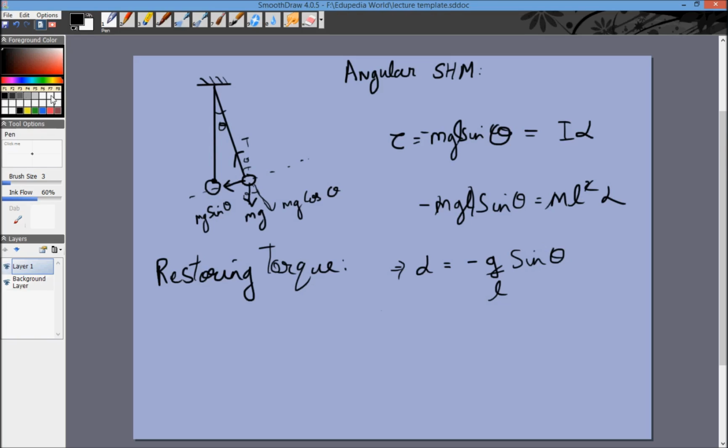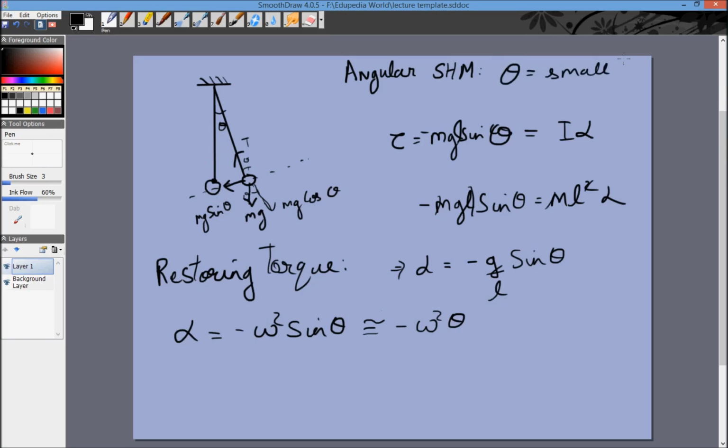Again, if we want to make it look like that, we'll define g by l as omega squared, or omega is root of g by l. That gives me alpha is minus omega squared sine theta. This is not quite the equation for simple harmonic motion, but we do know from mathematics that if theta is very small, then this is equal to minus omega squared theta, because sine theta is approximately equal to theta for small values of theta. So angular SHM only happens when theta is small.